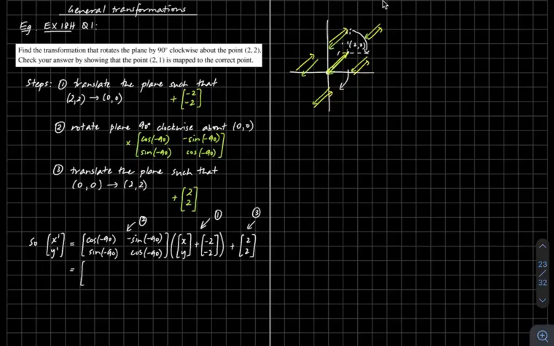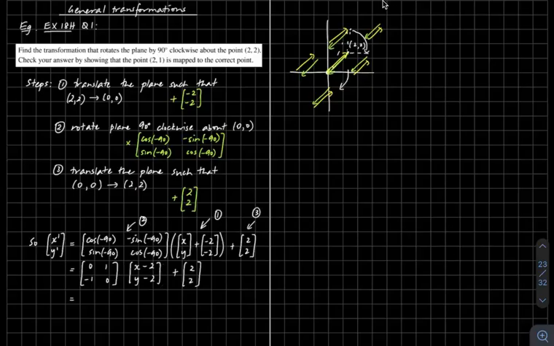Now let's simplify this here. So we know cos negative 90 is 0. We know sine negative 90 would be negative 1, so the negative, that would be positive 1. Now, in the brackets here, I'm going to have x minus 2, y minus 2, and then I'm going to be adding 2 and 2. So let's do the matrix multiplication, and in some ways I don't even really need those brackets anymore, do I, once I've done that operation?